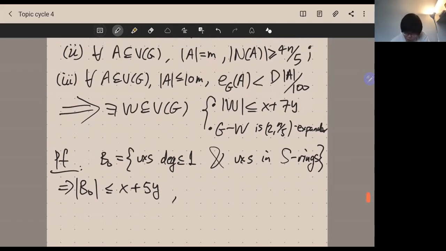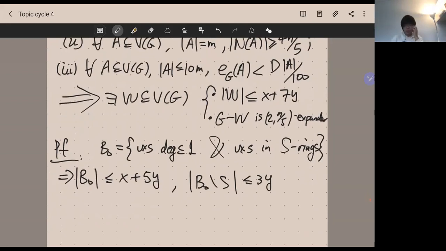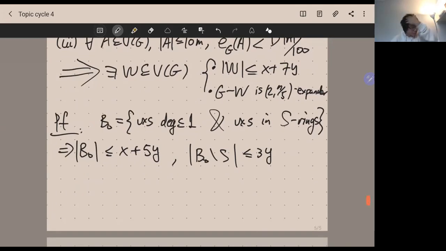And we also have that B0 out of the small set vertices is small. Again, path of length at most 4, so you only have 3 vertices sticking out of S with ends in S. So there are y of them, this is at most 3y.